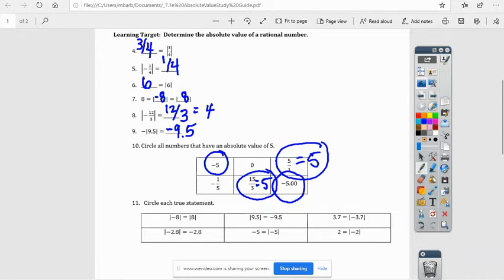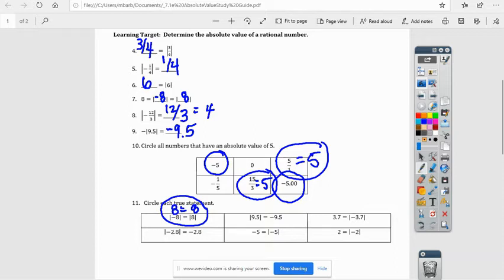All right, number 11, circle each true statement. So absolute value of -8 equals the absolute value of 8. We know that since it's in the absolute value, it's going to be 8 and 8. So therefore, that is equal. So we will circle that one. Absolute value of 9.5 equals -9.5. We know that after it's in those brackets, it's going to be a positive number. So 9.5 is not the same as -9.5.